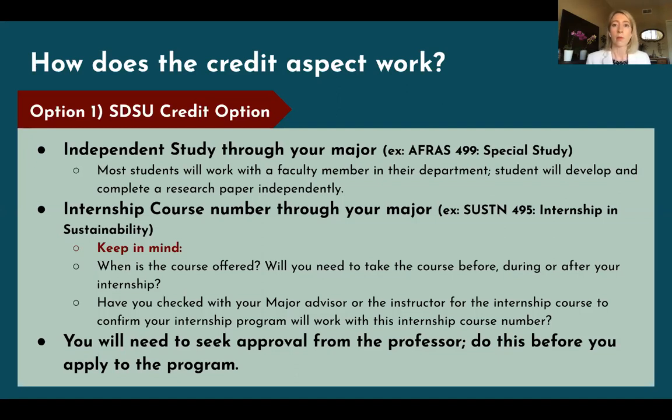Most majors have a 499, which is the independent study course. It might be different in your department, and you should speak with your major advisor to see what it is in your department to do an independent study. But essentially, a student will work with a faculty member in their department, and it really is up to what that professor requires for their independent studies.